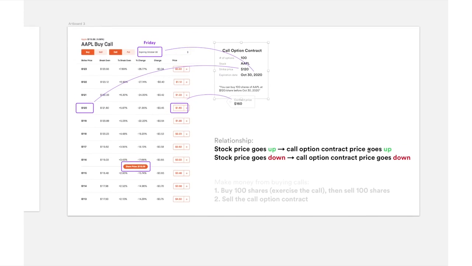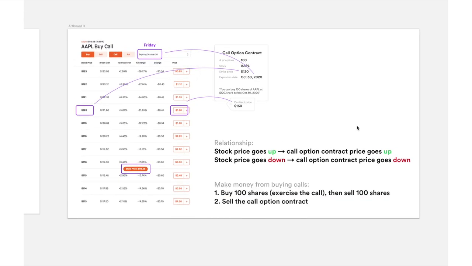So how do you make money from this? There are two ways actually. So one is you buy 100 shares, which means you just exercise this call contract, you use this contract to buy 100 shares at this low price, and then you can sell them at the higher market price and profit the difference. There's actually a second way. The second way is to sell the call option contract to somebody else, because if the stock price goes up, the call option contract price will also go up. You can profit the difference from there.